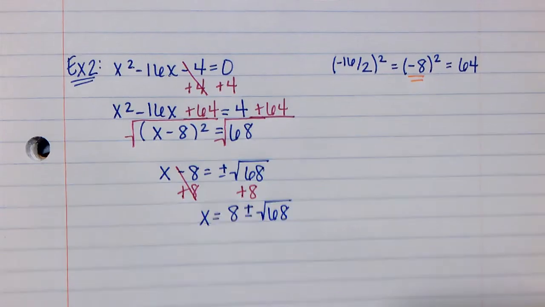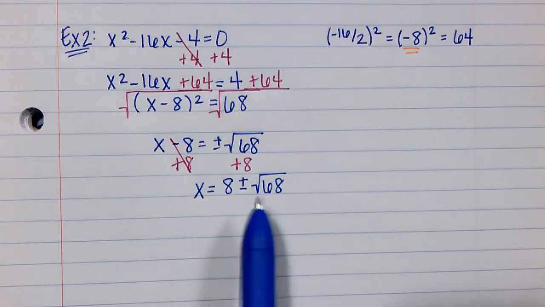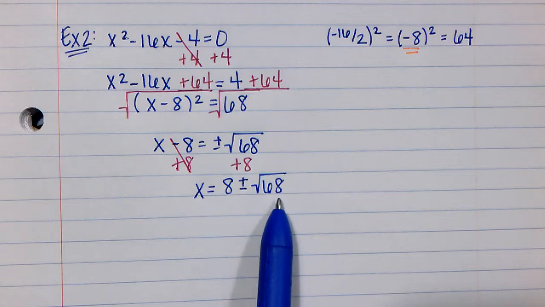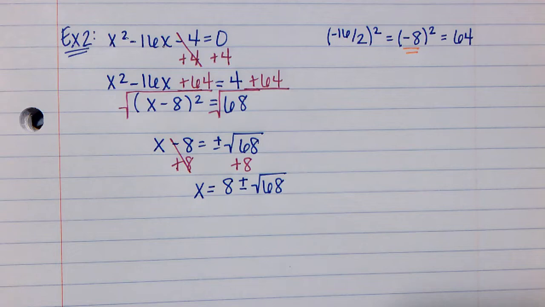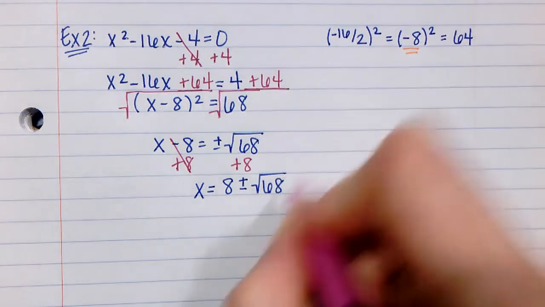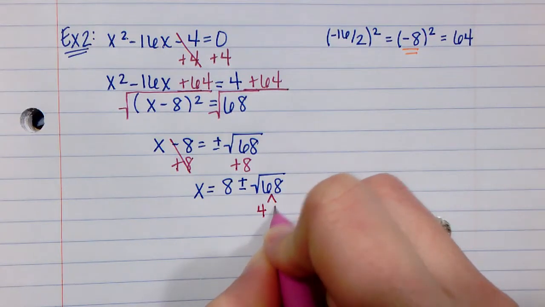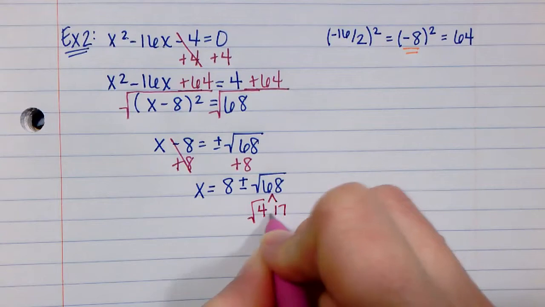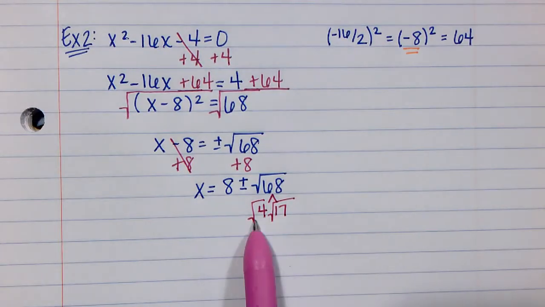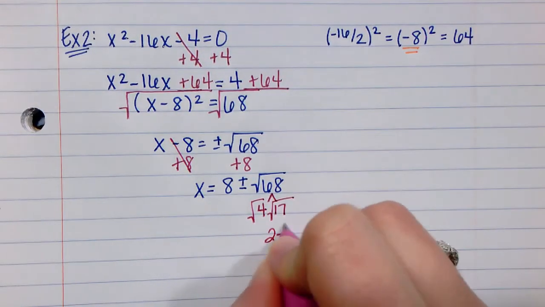So now we're going to look at 68 and see if there's a perfect square that divides into 68. So if you have your perfect square list, I would use it. Start at a reasonable number, maybe 16. 16 doesn't divide into 68, so then you go down to 9. No. 4. Yes. So if I look at 68, the square root of 68 becomes the square root of 4 times 17. Take the square root of both of them. The square root of 4 is 2, and we'd have the leftover 17.